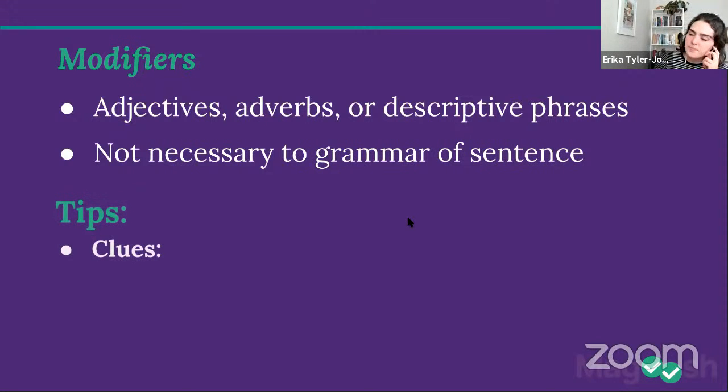So, tips. There are clues that we have modifiers, that we have something that we can cut. The first one is ing, ed. I mentioned that ing and ed can be adjectives. They often are. So if you see a phrase that starts with ing or ed, oftentimes that phrase is descriptive. Usually if they're set off by commas, you see something after a comma that starts with an ing or an ed, cut it. It's gone. It's a descriptive phrase.